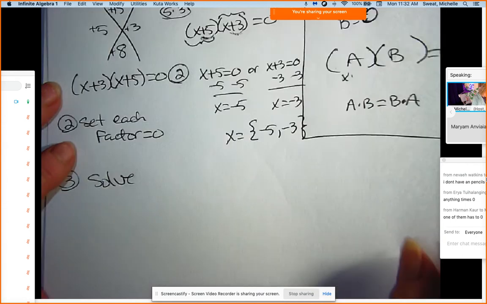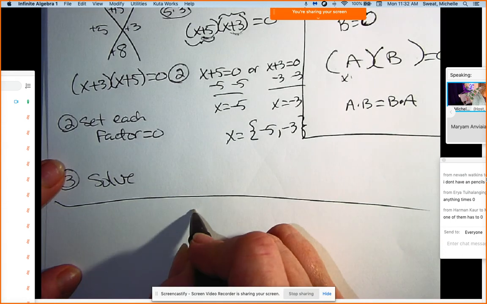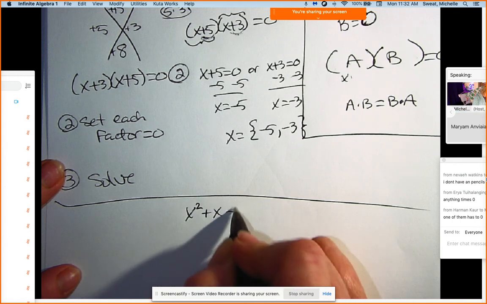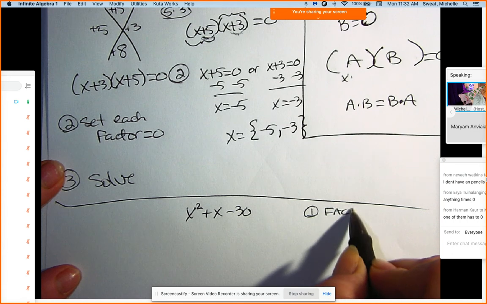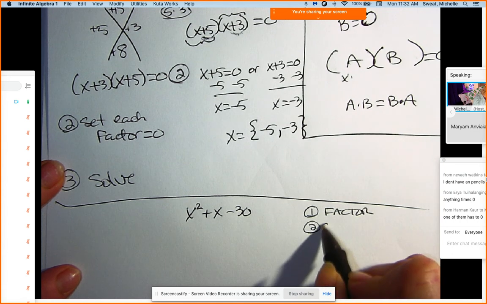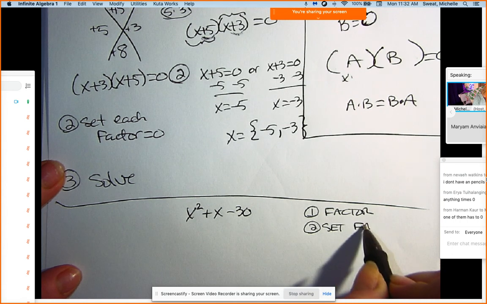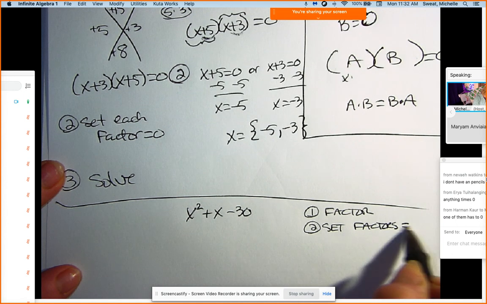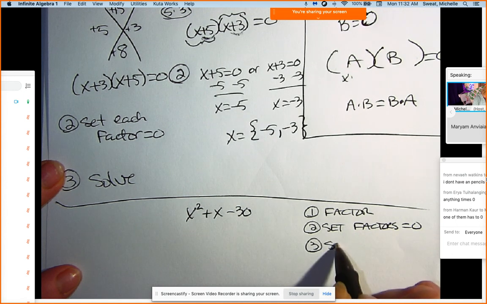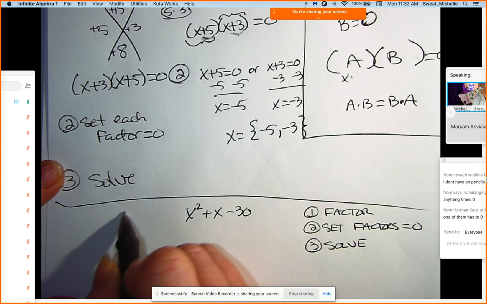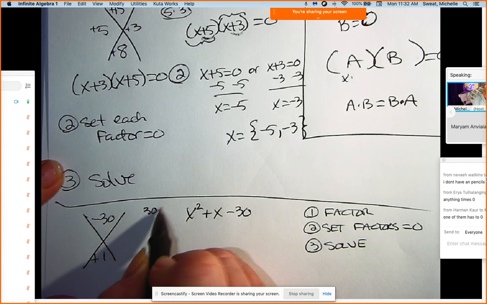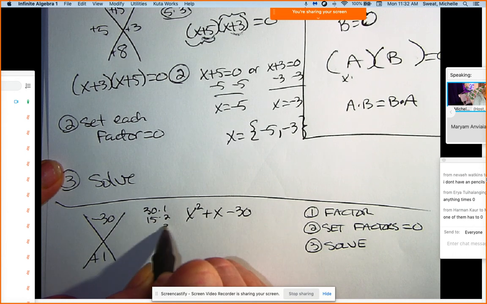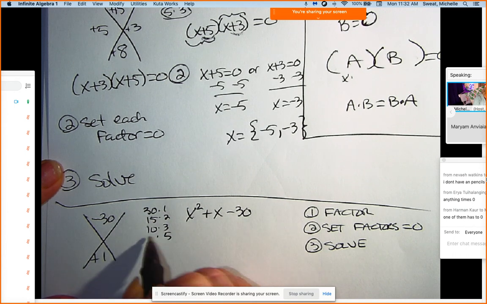Let me do one more example. x squared plus x minus 30. Step 1 is factor. Step 2 is set factors equal to 0. And step 3 is solve. So I'm going to magic x. I put a negative 30 here and a positive 1. 30 times 1, 2 times 15, 3 times 10, 5 times 6.